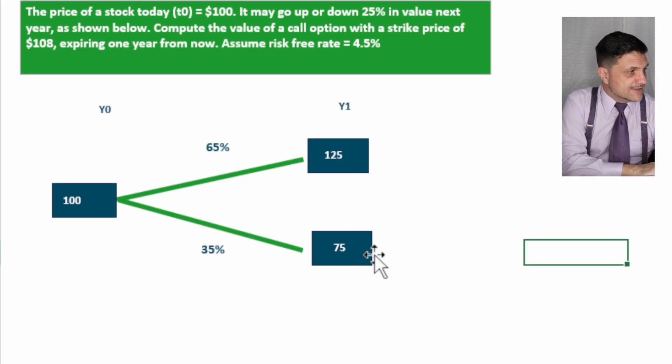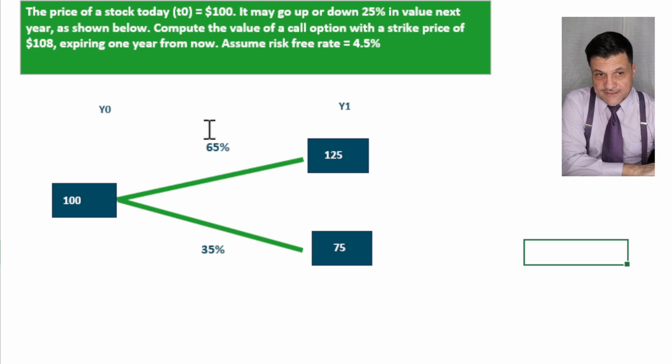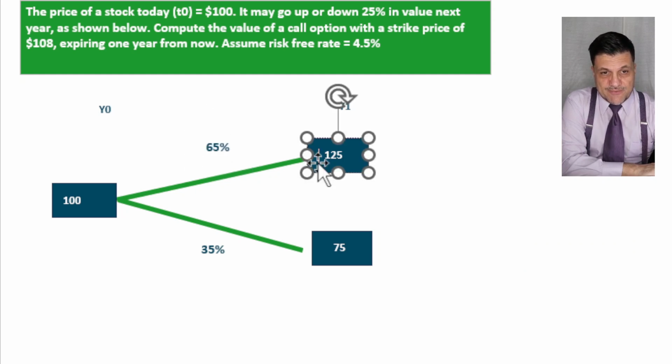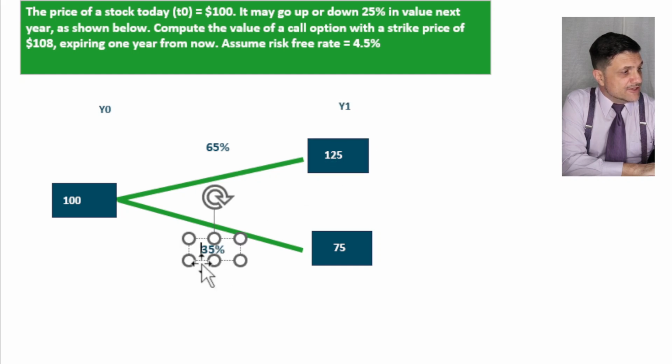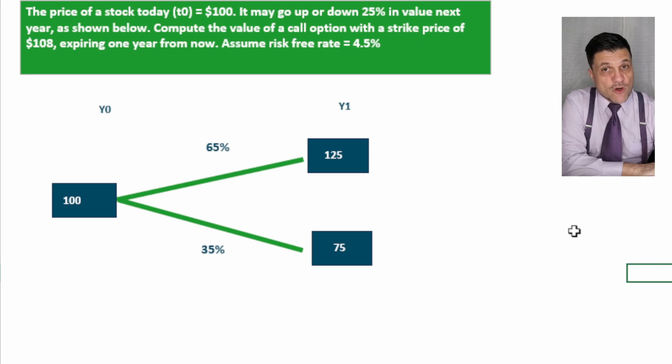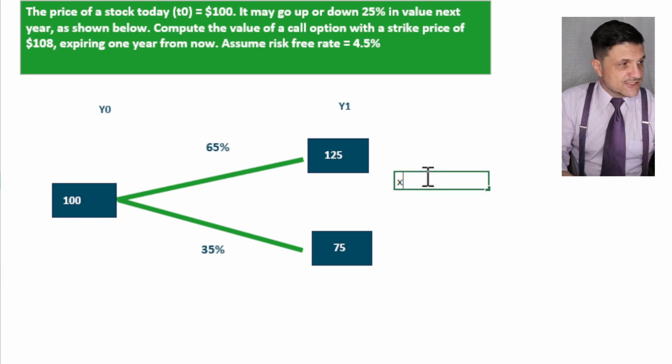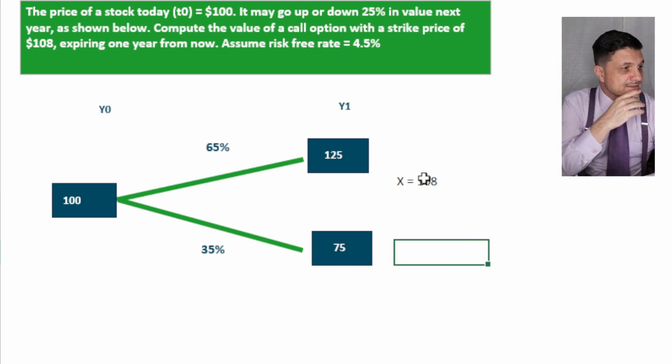Great. Now what? Now, pay attention. There will be a 25% chance of the stock going up to 125, and a 35% chance of the stock going down to 75. But remember, I don't care about the price of the stock today, because I know it is 100. I want to know the price of a call option with a strike price equal to 108.